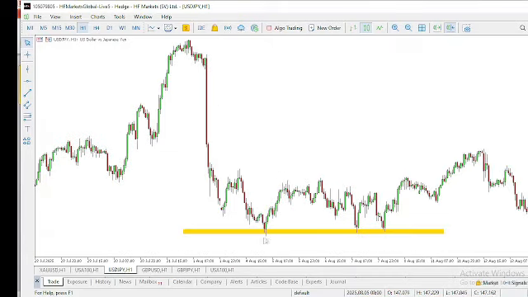Now I'm having this zone. See, I'm having a support here. Price got rejected here, came here again. Did you see a doji in this place?